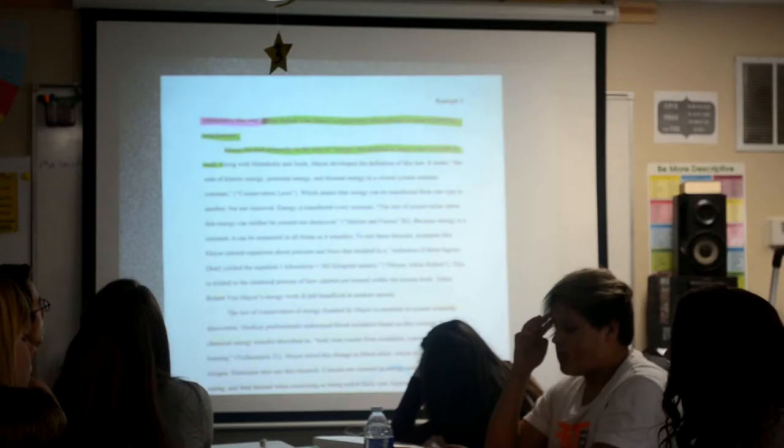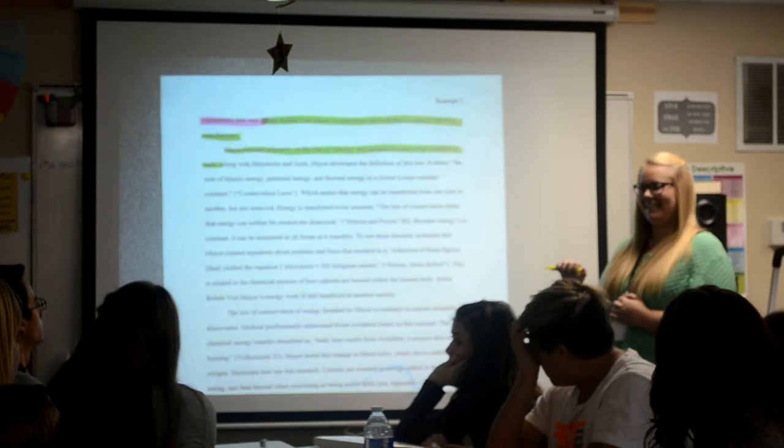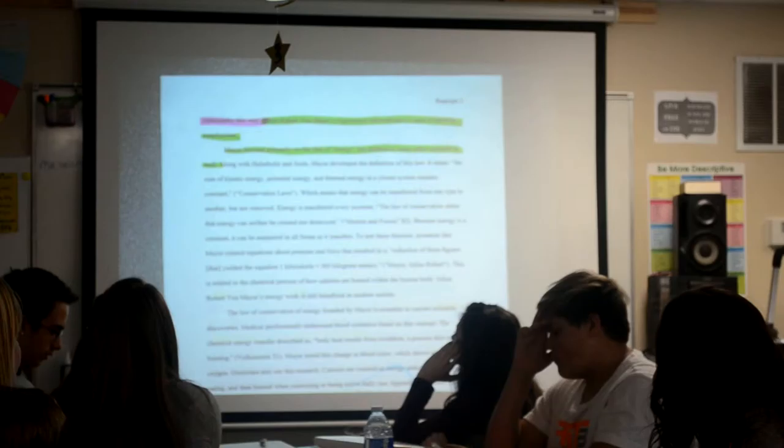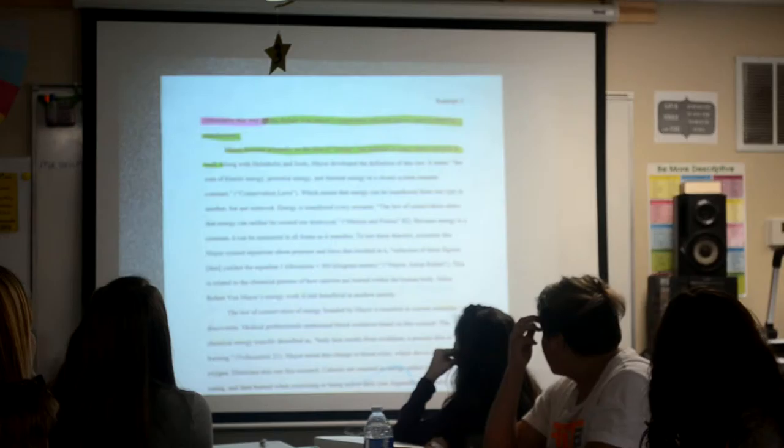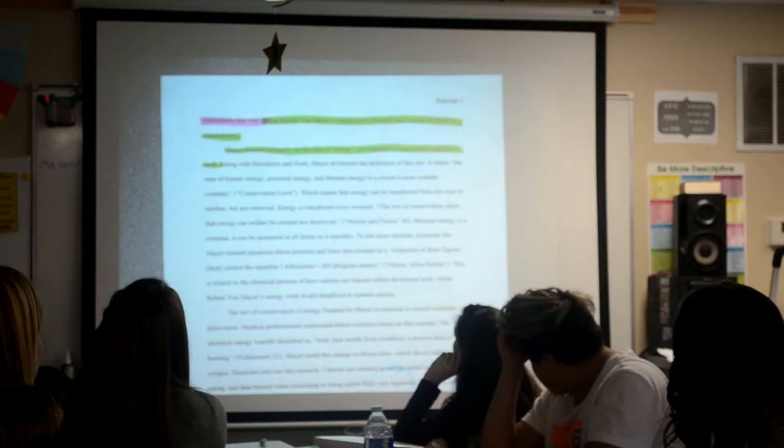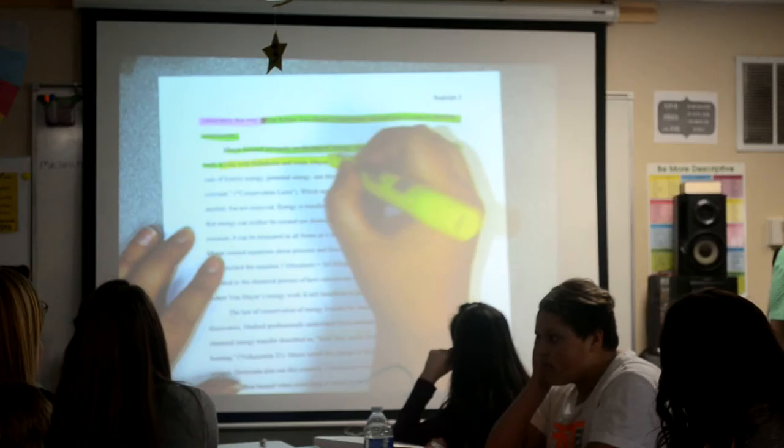Who wants to read our yellow? I'm going to call on someone. Oh, because you're already in the hot seat. Go, read it. Along with Joule, Mayer developed the definition of this law. It states the sum of kinetic energy. Do you think the yellow goes that far? No. Or do you think it's one sentence? Can it be one sentence? That's allowed, right? It's okay, Tina. Oh, you almost put the whole paragraph. Okay. So, it can be one sentence.